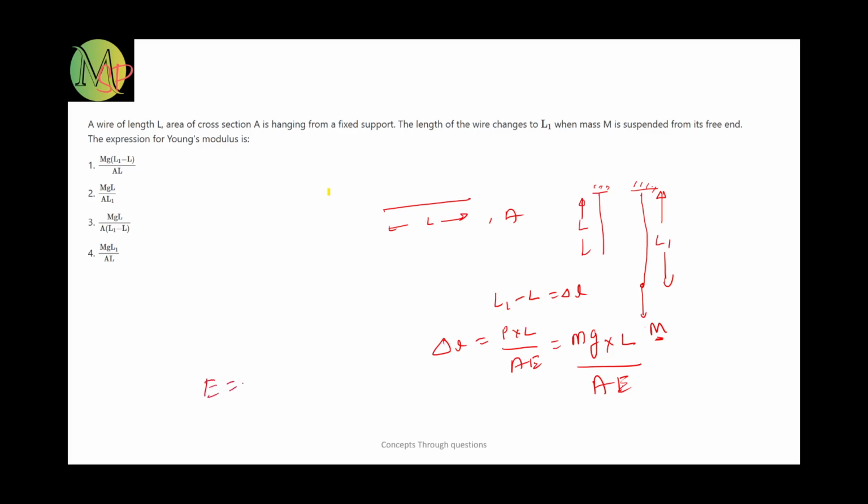So what is Young's modulus? E. So Young's modulus E is mzL divided by A delta L. Delta L is what? L1 minus L. So what is the answer? mzL divided by A into (L1 minus L). This is the answer.